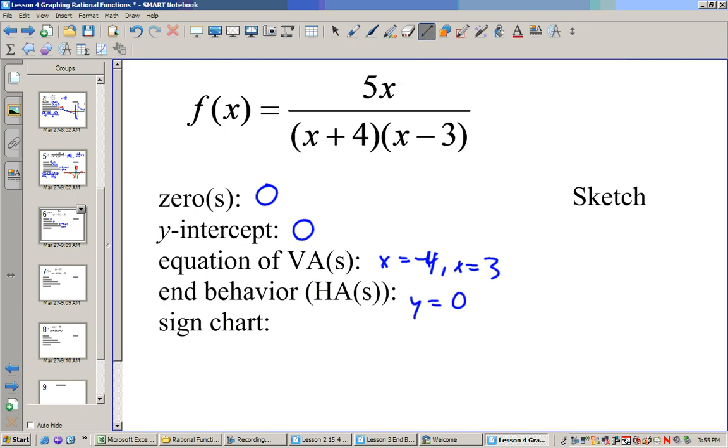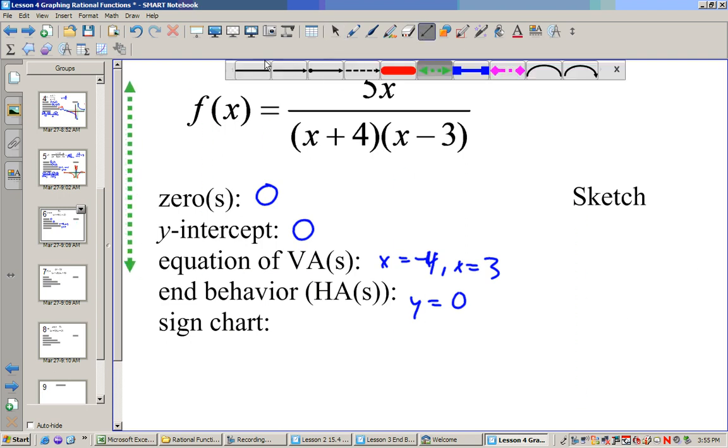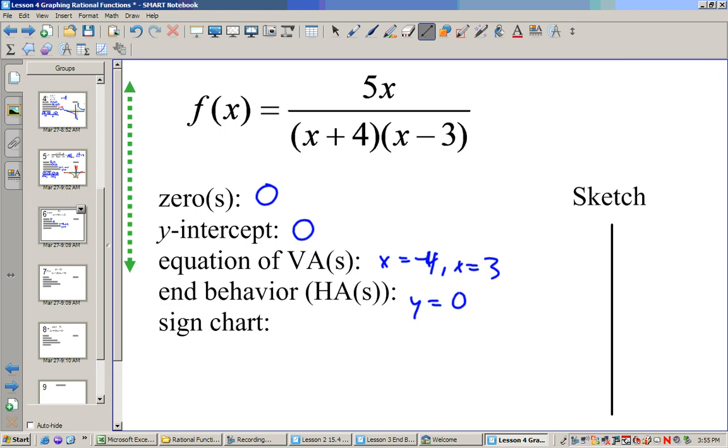So now let's do our sign chart. Alright. Now I like to sketch this out first, just to see what's going on. We have a 0 at 0, and that's also the y-intercept. We have a vertical asymptote at negative 4, and another one at 3.